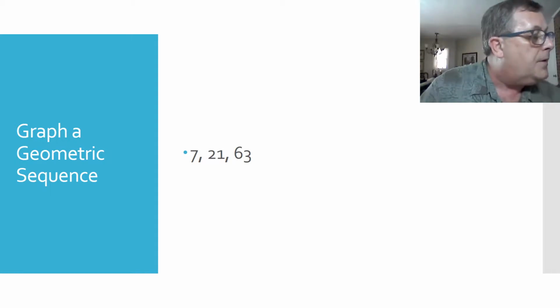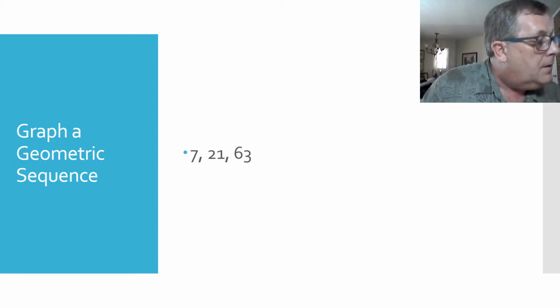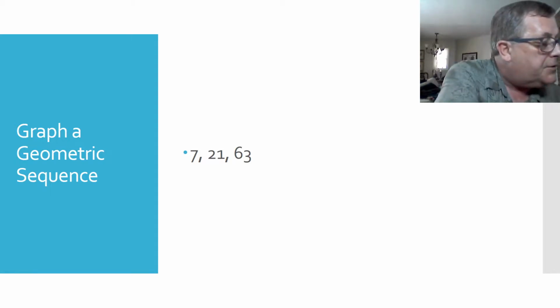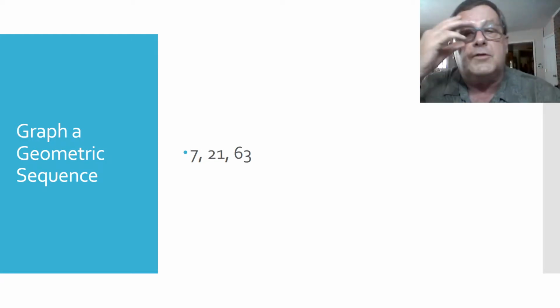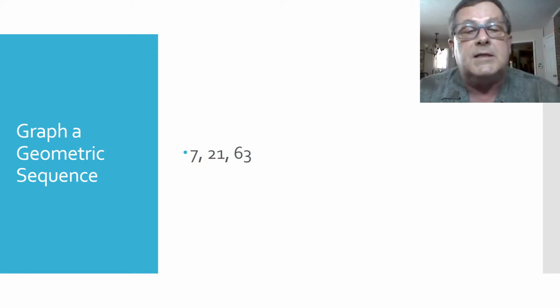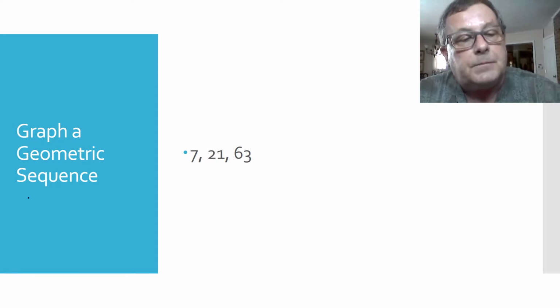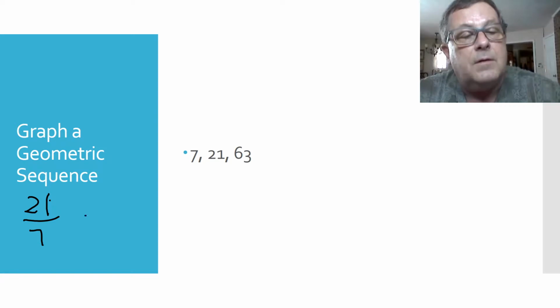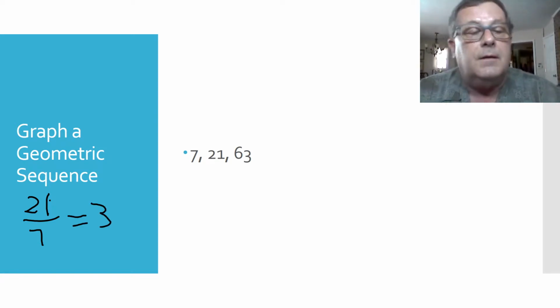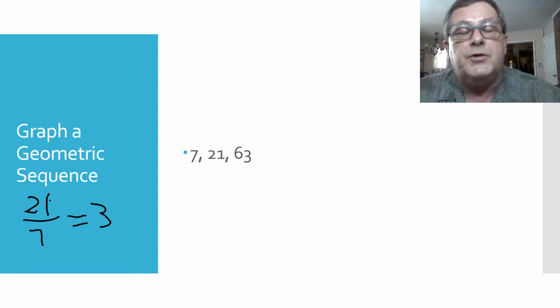Okay, it wants us to find the next two terms and then graph the first 5 terms. So I've got a sequence here, 7, 21, 63. I'm going to start off by trying to figure out what my geometric sequence is. I'm going to take that second term, 21, and divide it by 7. That gives me 3.